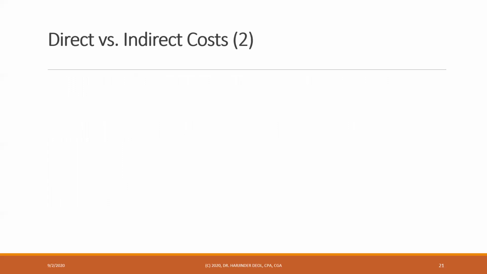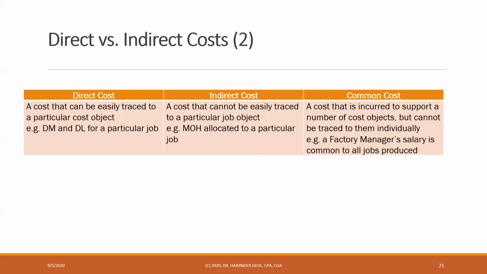Continuing with our discussion of direct versus indirect costs. Formal definition of a direct cost: it's a cost that can be easily traced to a particular cost object. So ready examples would include the cost of direct materials and direct labor, easy enough to remember, I hope, because they contain the word direct in the name itself. An indirect cost is a cost that cannot be easily traced to a particular cost object or a job object. And the example here would be manufacturing overhead that needs to be allocated to a particular job or a cost object.